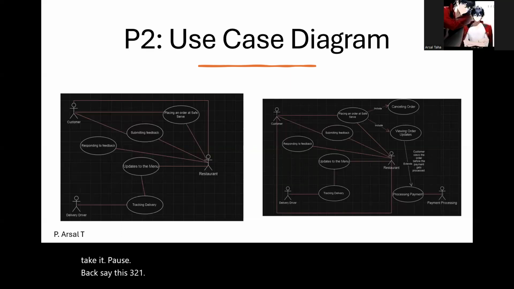Now we're going to be going over the use case diagram. What the use case diagram consists of is actors, inclusions, extensions, and packages, which are in the next slides. So the actors are customers, restaurant, and delivery driver. The use cases that the customer uses are placing an order at SafeServe and submitting feedback. What the restaurant uses is responding to feedback and updating the menu, and the delivery driver tracks the delivery.